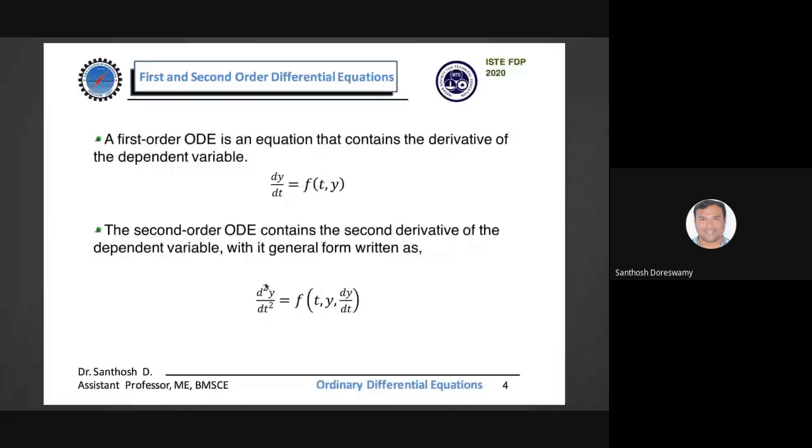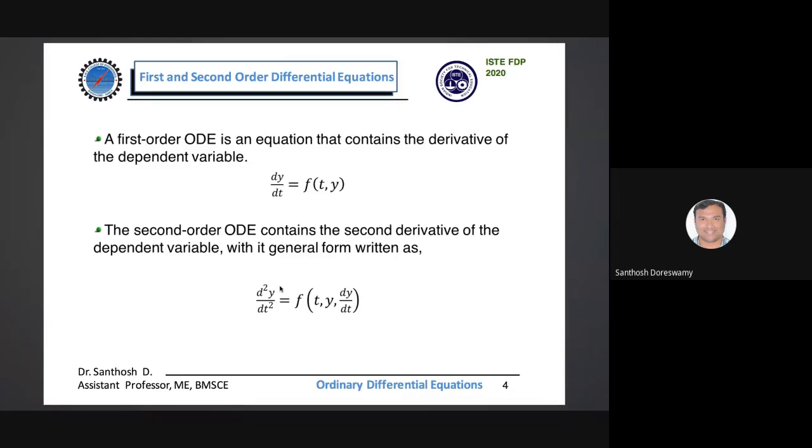So if the highest order of the derivative in any differential equation is n, then such differential equations, which are ordinary differential equations, are termed nth order ordinary differential equations. In this case, you have a second derivative, so you will call it a second order ordinary differential equation because you only have y, which is a dependent variable that only depends on time t.